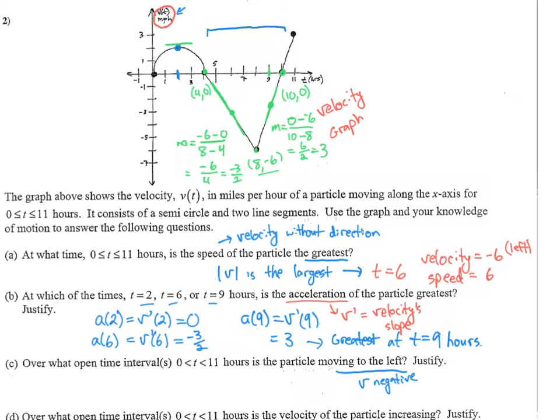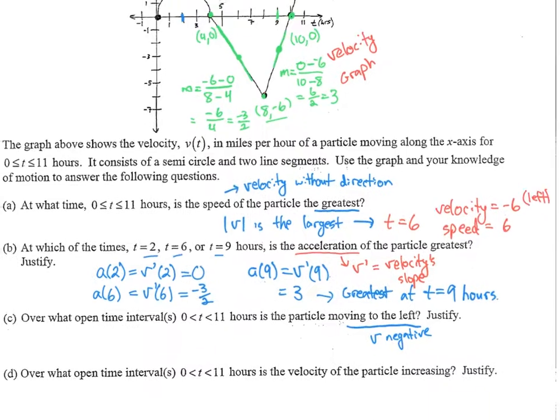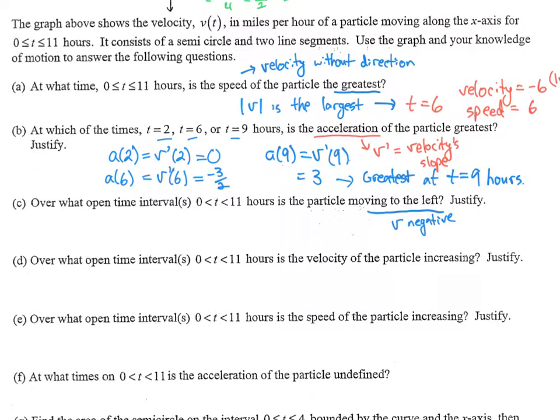And that looks like it's happening over these time intervals. So it looks like the velocity is negative from 4 to 10. Okay, so the particle is moving to the left over the time interval 4 to 10 because v of t is negative.